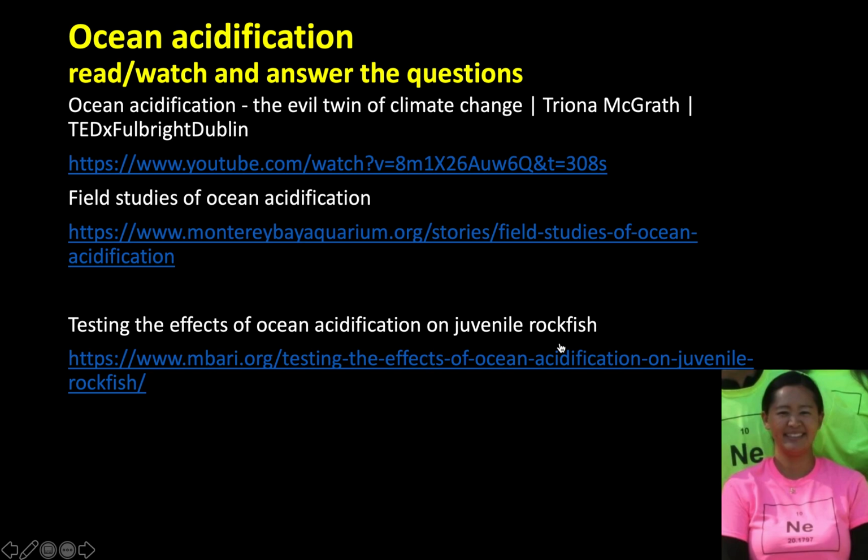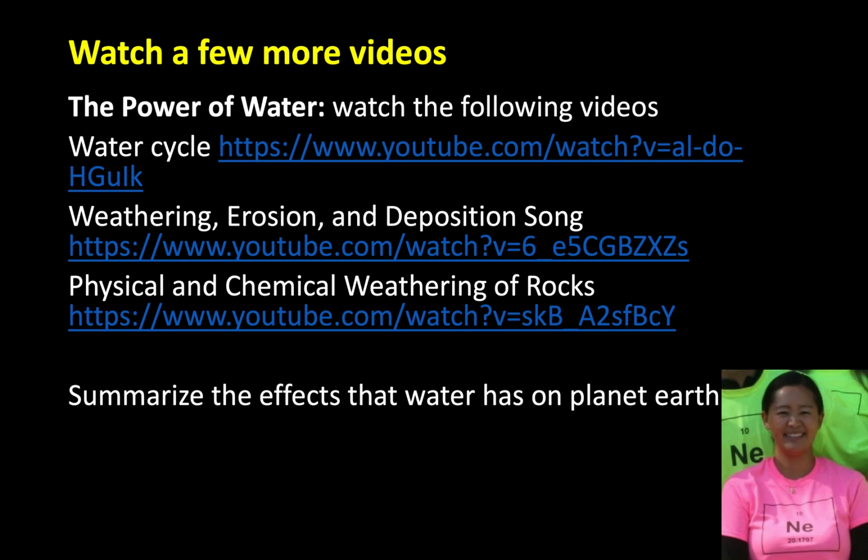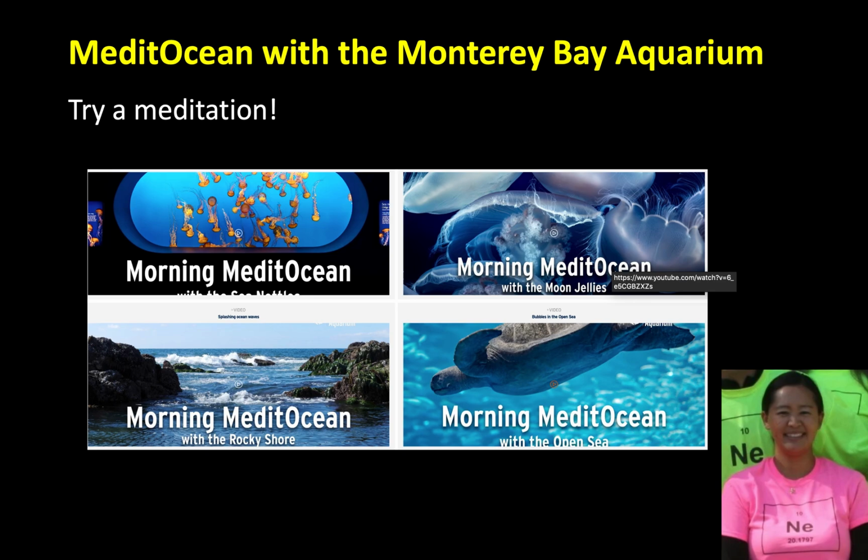So I'd like you to watch some videos and read some articles about how ocean acidification is affecting marine life. Then you're going to read about just generally the power of water. So this is kind of moving away from ocean acidification, just how water interacts with the surface of the earth. Okay, and finally you're going to be watching and meditating to one of these meditations offered by the Monterey Bay Aquarium. They're really lovely. You could pick one of the 6 to meditate to, and I hope that gives you some calming experience and just hopefully an appreciation for the ocean.